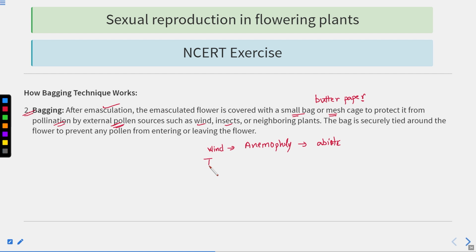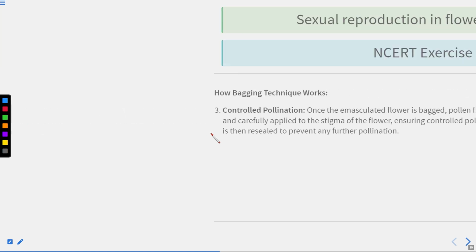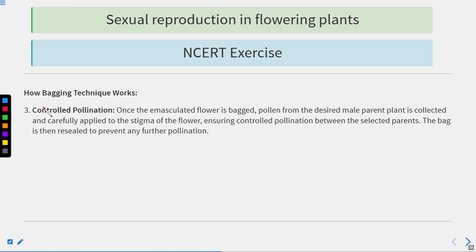Then insects, such as honeybees. Pollination by insects is known as entomophily. This is a biotic agent. Now, after bagging, the bag is securely tied around the flower to prevent any pollen from entering or leaving the flower. Clear?